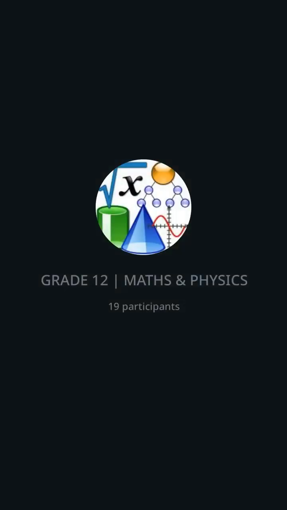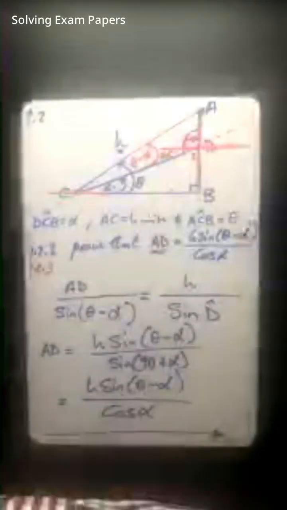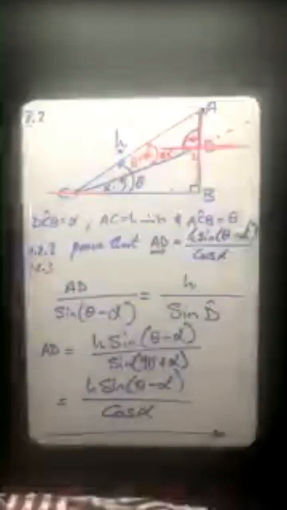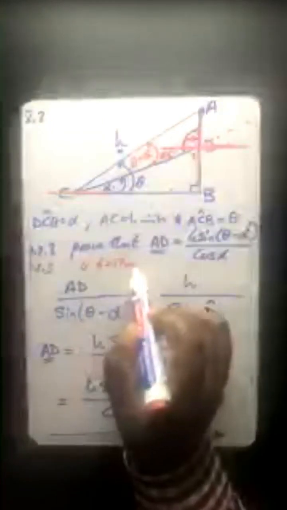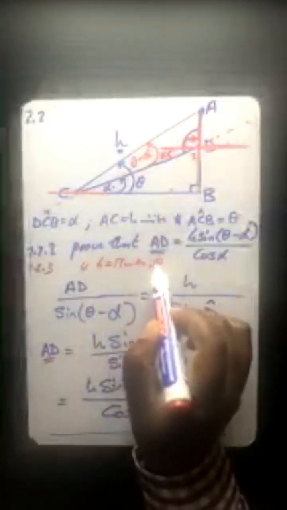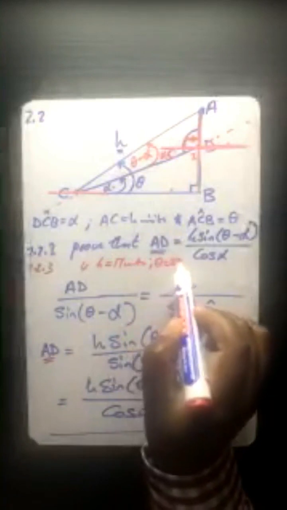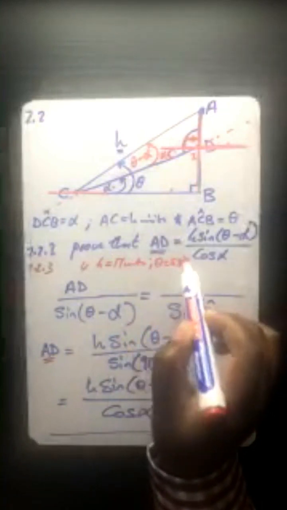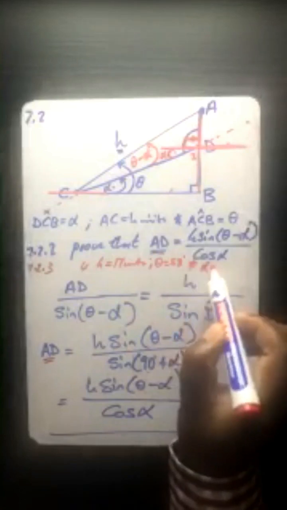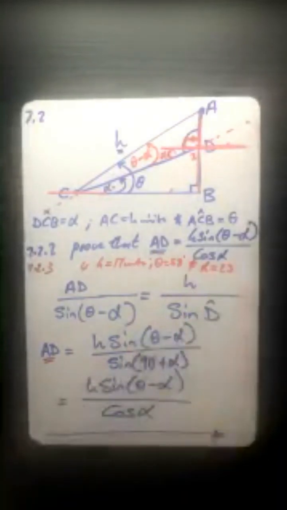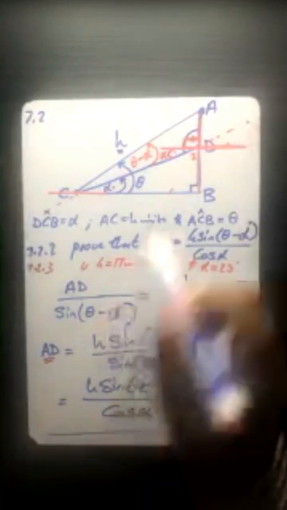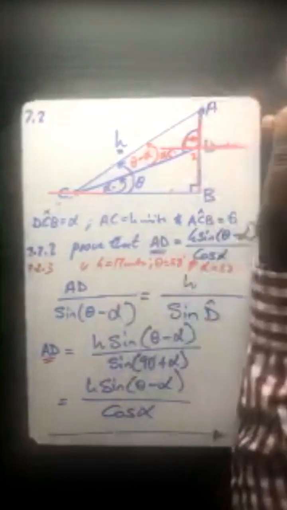100%. So now, let's have a look at 7.2.3, which says determine the length of AD. They want the actual length of AD if they're now saying H is equal to 17 units, theta is equal to 58 degrees, and alpha is 23 degrees. What are you getting as that length of AD? What are you getting there?